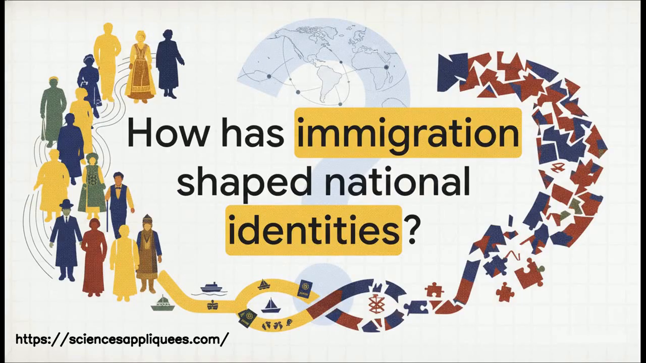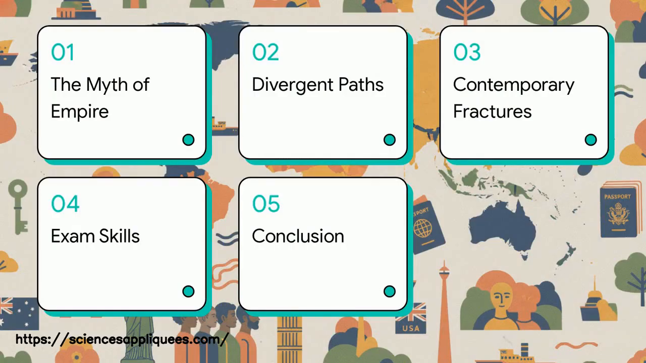As we go through this explainer, we're going to build that answer piece by piece, looking at the history and the challenges that these multicultural societies face right now. And here's our roadmap. First, we'll tackle the myth of the British Empire. Then, we'll look at the very different paths Australia and Canada took. After that, we'll analyze some of the social divisions we see today, and we'll wrap up with some really practical skills to help you ace your assessments.